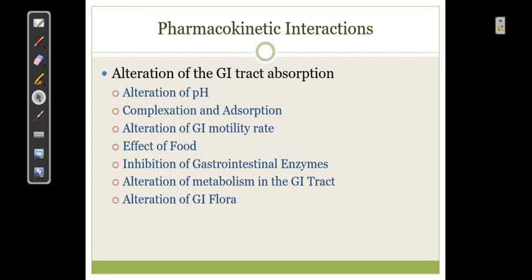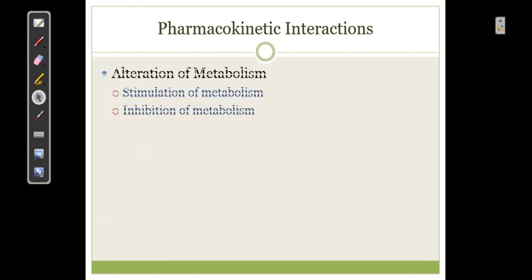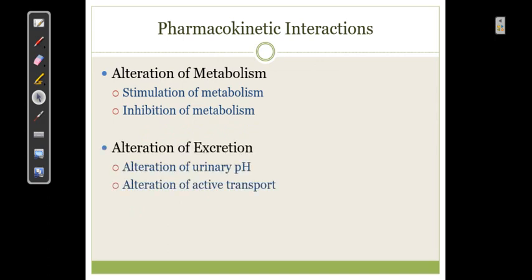Those mechanisms may be related to the alteration of GI absorption, distribution, metabolism, and excretion. That is what we defined in pharmacokinetics. It is the kinetics of ADME: absorption, distribution, metabolism, and excretion. I've just gone through this list of mechanisms. Don't worry about that. We will get each and every detail with clinically important examples.